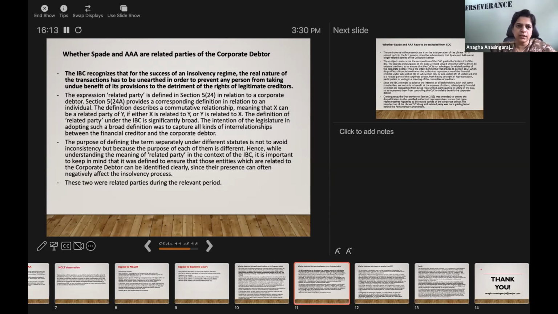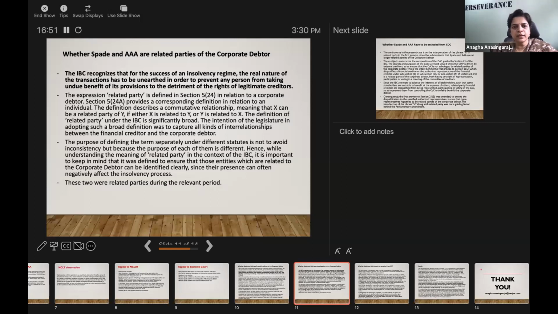Now, what the Supreme Court says here is that the expression related party is defined in section 5(24) in relation to a corporate debtor. Now, 5(24A) provides a corresponding definition in relation to an individual. The definition describes a commutative relationship, meaning that X can be a related party of Y if either X is related to Y or Y is related to X. So both the relationships are covered there. The definition of related party under IBC is significantly broad. The intention of the legislature in adopting such a broad definition was to capture all kinds of interrelationships between the financial creditors and the corporate debtor.